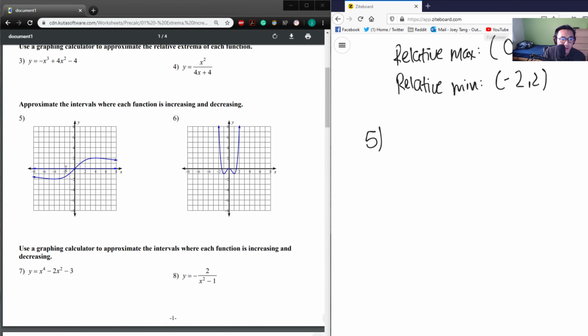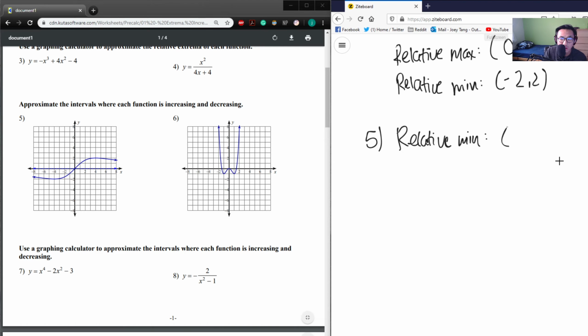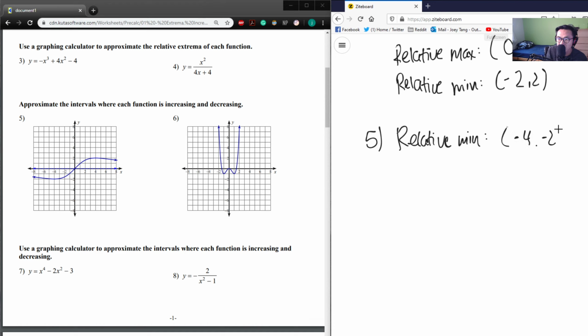So in this case, this would be from decreasing towards increasing, this would be a minimum, right? So this is a relative min. Sorry, my V is really bad. And my point here is -4 and -2, right? -4 and -2. And what about relative maximums?